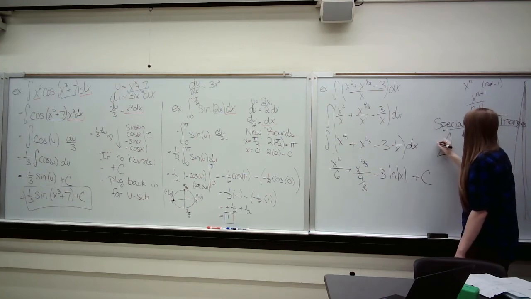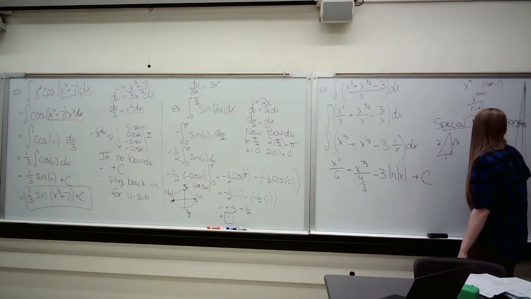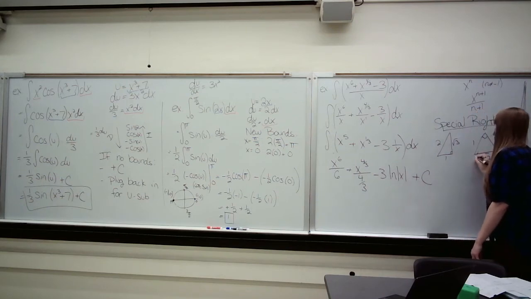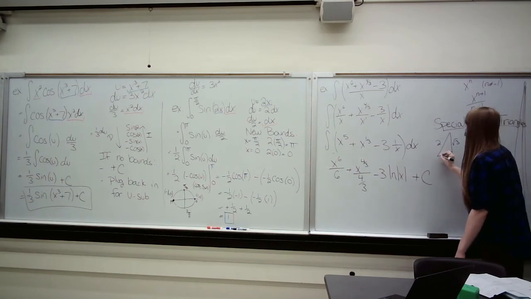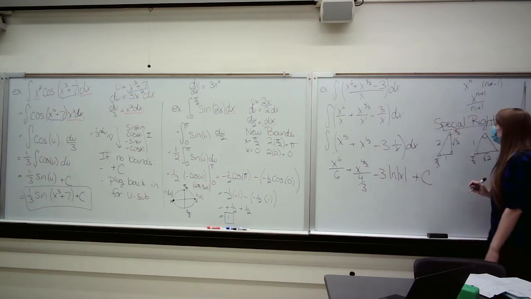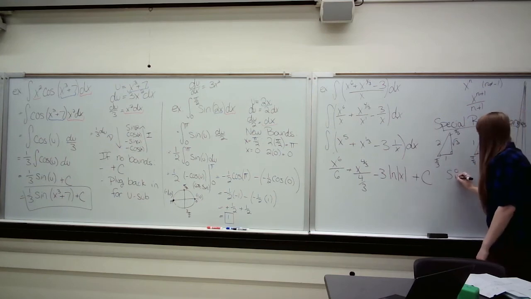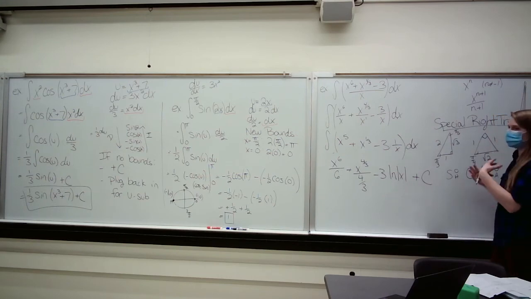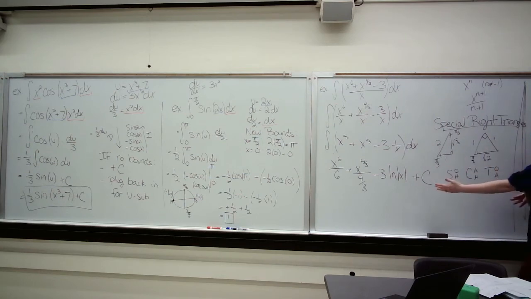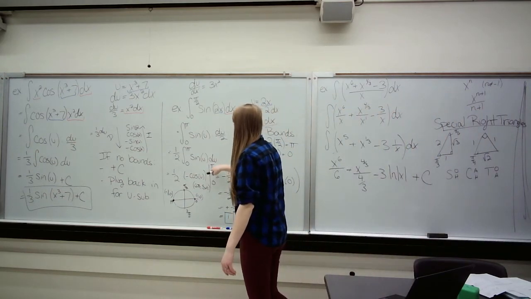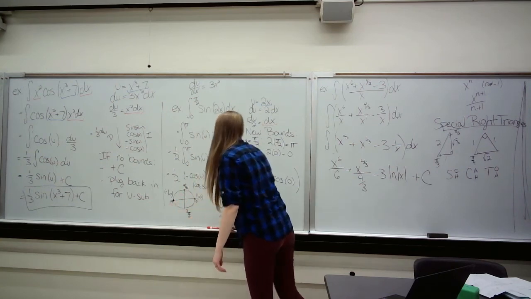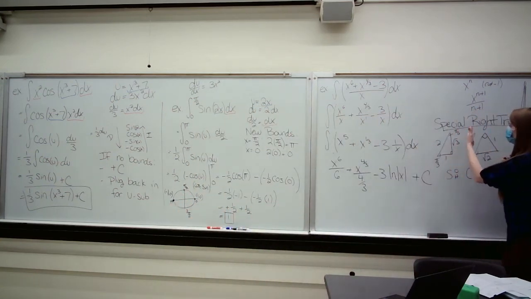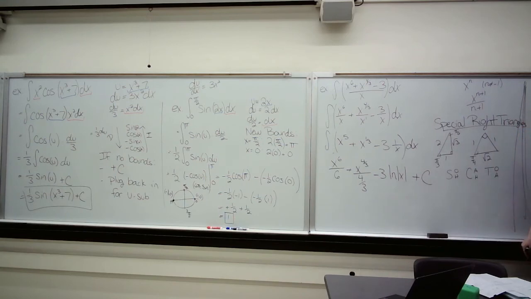So remember we have 1, 2, square root of 3, and 1, 1, square root of 2. These angles are my pi over 4, my pi over 3 and my pi over 6. Going back to the very first week of classes, we can use our special right triangles to evaluate something other than just 0, pi over 2, pi, 3 pi over 2, like pi over 3.